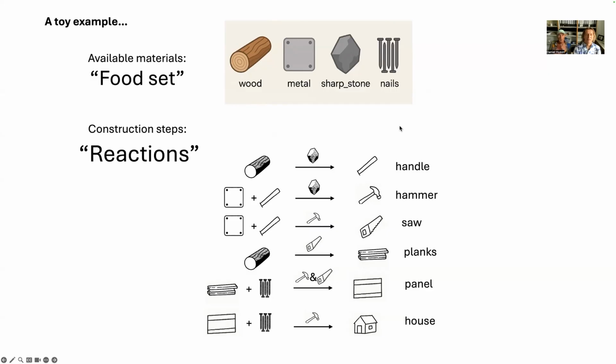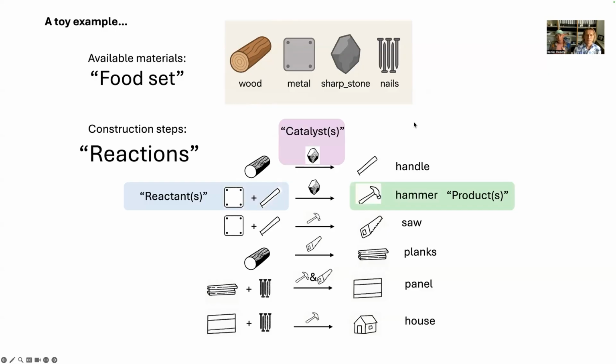So these items at the top are referred to as the food set. They are the things available in the environment. What you see below are reactions. On the left-hand side, you have the reactants, which are combined to produce, on the right-hand side, the products. And the thing that makes that happen are the catalysts. Now, notice that the catalysts are not used up in the reactions, unlike the reactants. They just are undiminished. They make the reaction happen, or at least happen much faster than it would have otherwise.